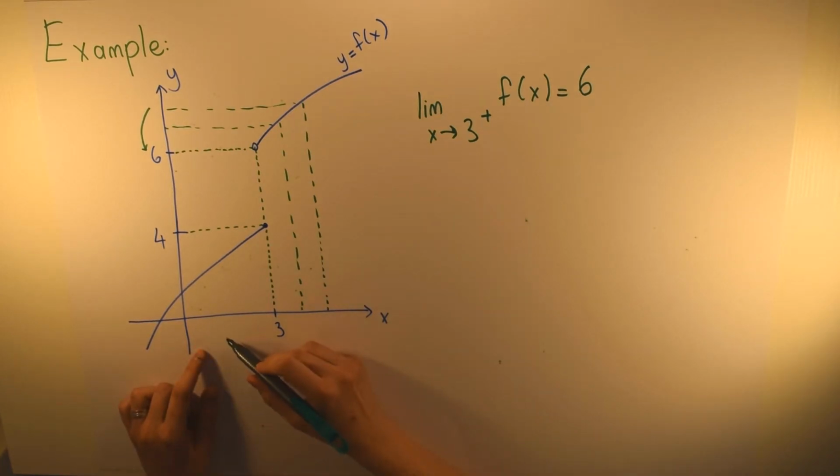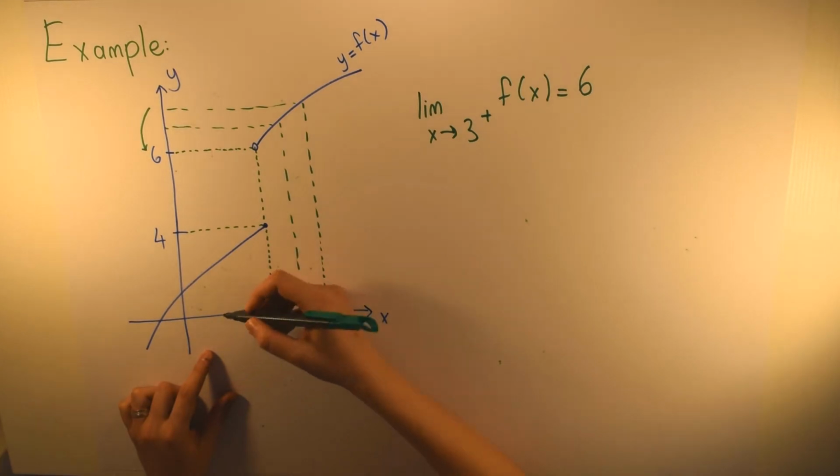Okay, so let's look at the left side. When I approach 3 from the left side, let's see what happens.